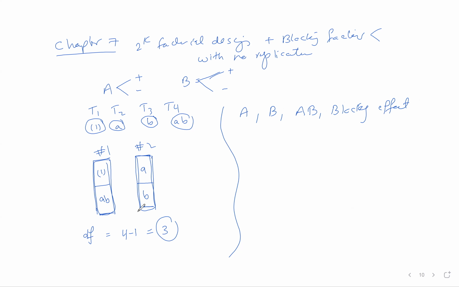Because in chapter 6 with no replication, I was able to estimate all the effects, but I was not able to test all the effects. So I removed one and then I tested the others. But in this case, it's a bigger problem because I'm not able to estimate all of them. What should I do? How do I use 3 degrees of freedom to estimate 4 effects?